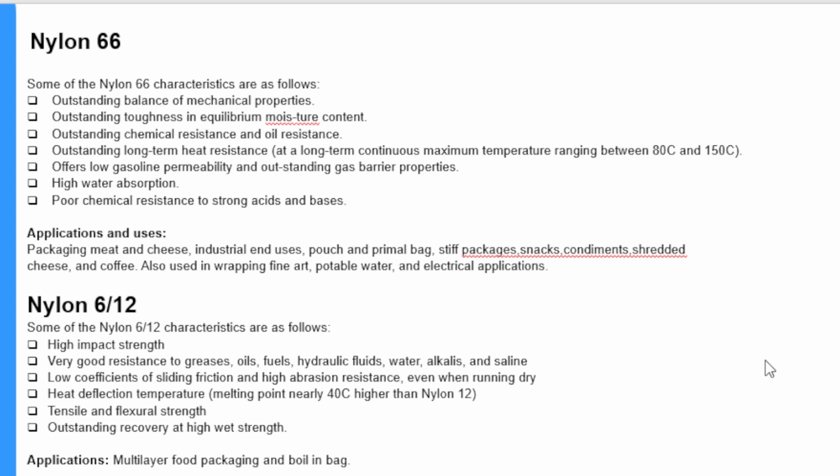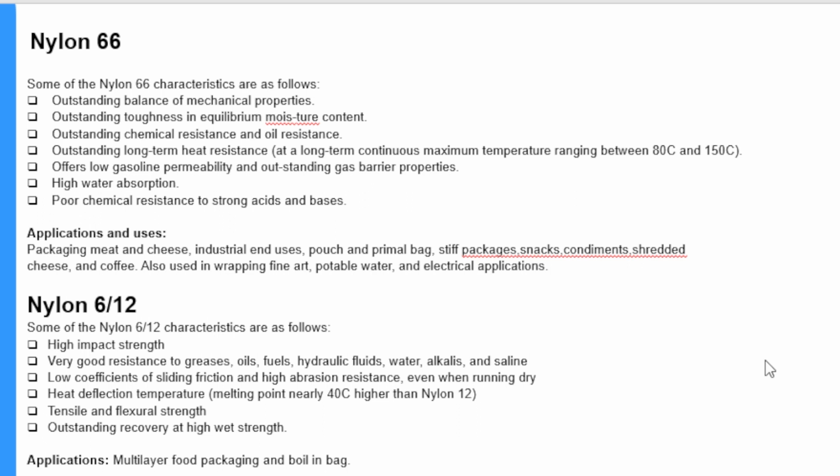High water absorption, poor chemical resistance to strong acids and bases. Application and uses: packaging meat and cheese, industrial end uses, pouch and primal bag, stiff packages, snacks, condiments, shredded cheese, and coffee. Also used in wrapping, fine art, potable water, and electrical applications.